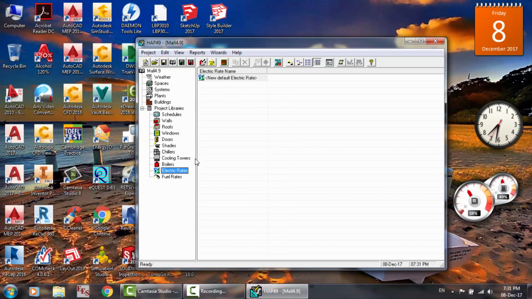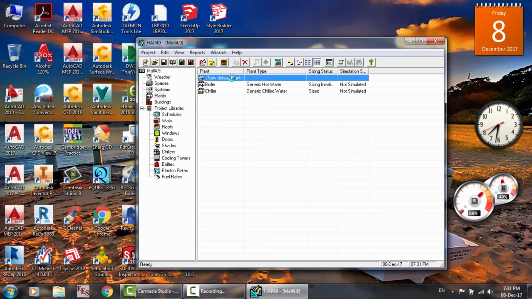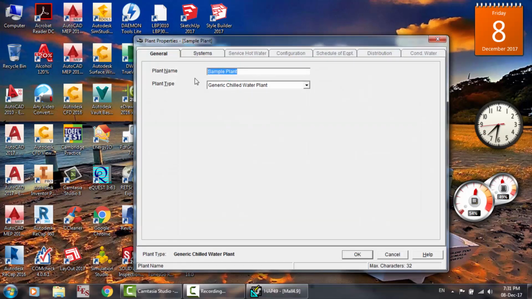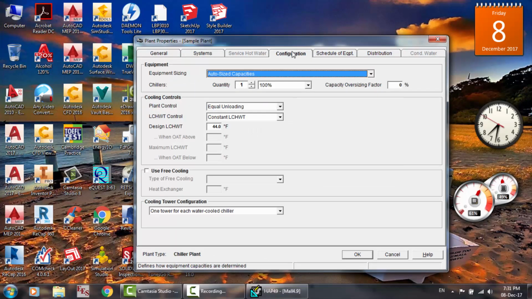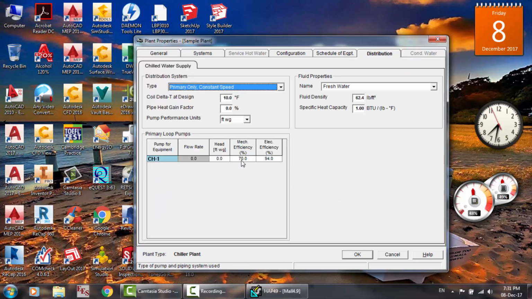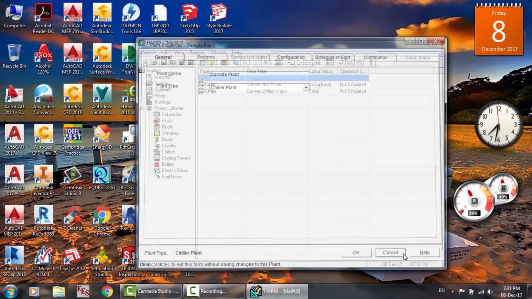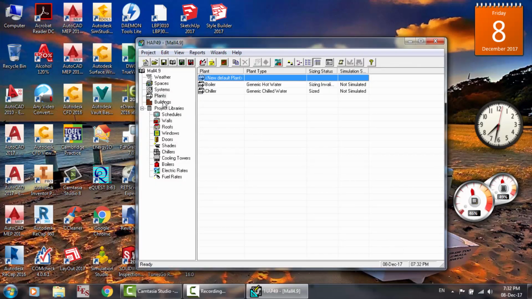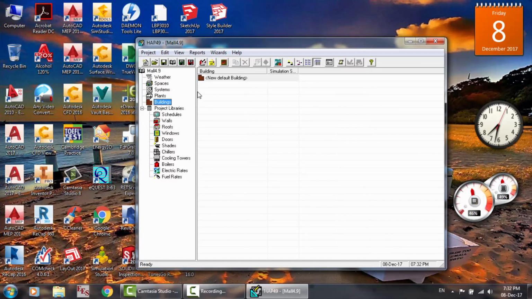In the next tutorial, we're going to talk about something in the plants that we haven't covered yet, like the chiller plant. We're going to talk about the configuration, schedule of equipment, and distribution. After the next video, we will only have to define the building and generate the energy simulation report. Okay, so here are the electric rates.